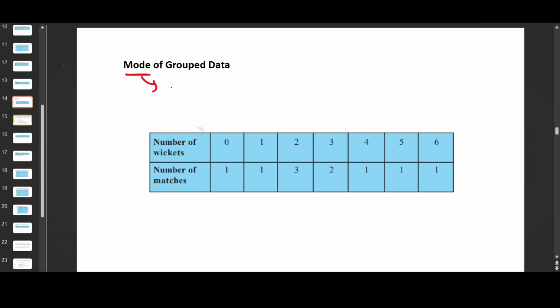We know mode from the previous class, that means class 9th. This is the maximum frequency of any number. That means the maximum frequency of any number is defined as the mode.